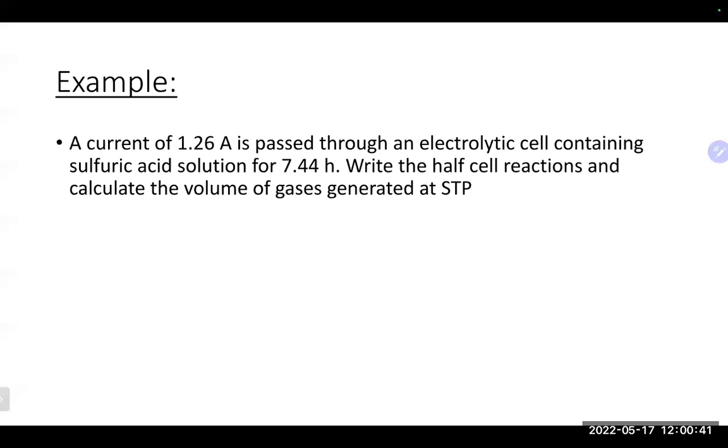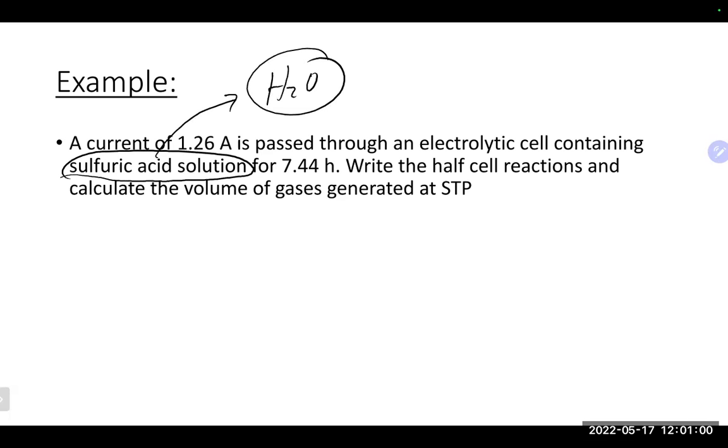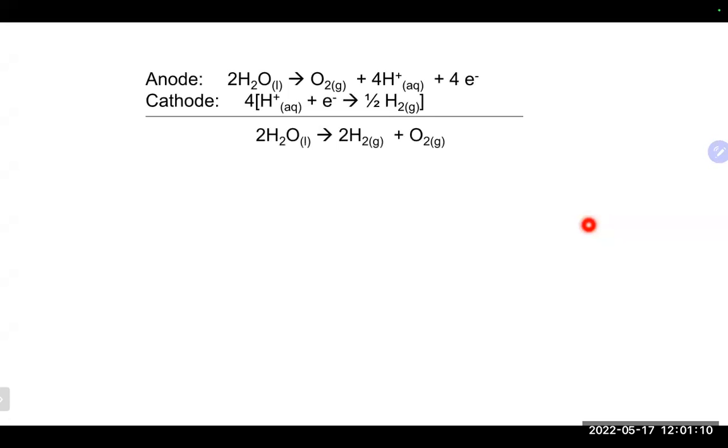All right, so I'll go back and do that one we skipped here. So we're going to do an electrolysis cell that runs at 1.26 amps for 7.44 hours. Write the half reaction and calculate the volume of gases generated. We're doing a cell containing sulfuric acid and nothing else mentioned. So this, once again, is the electrolysis of water is what's going on here. So I'll give you the half reactions there, and that would be these guys here.